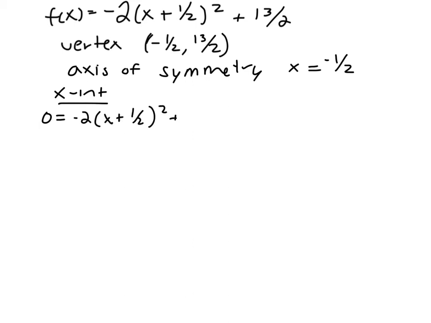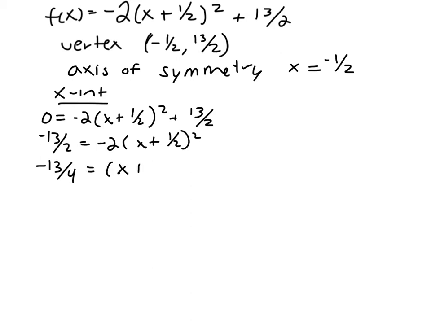So let's go ahead and do that. So subtract 13 over 2 from both sides. So I'll have negative 13 over 2 on this side, then I'll have negative 2 times x plus 1/2 squared. And then I will divide both sides by negative 2, so that'll get us 13 over 4 equals x plus 1/2 squared. It'll be positive because a negative divided by a negative is positive.